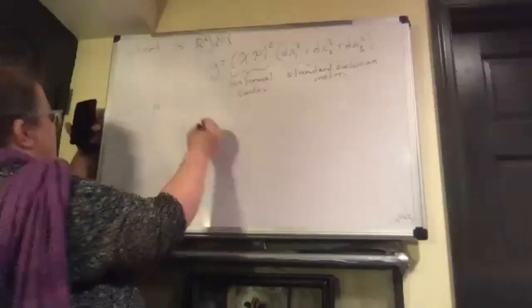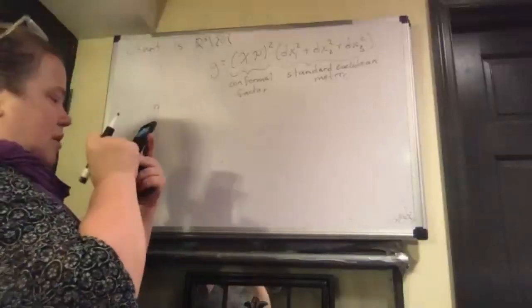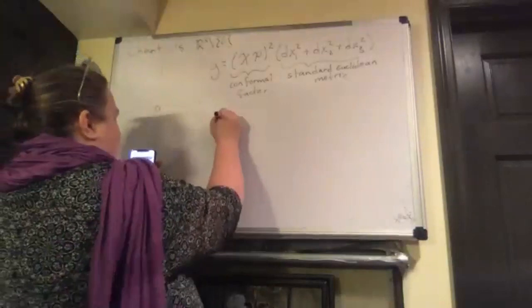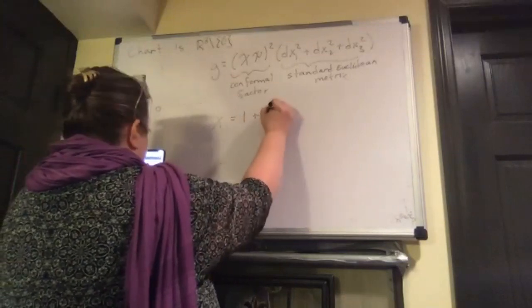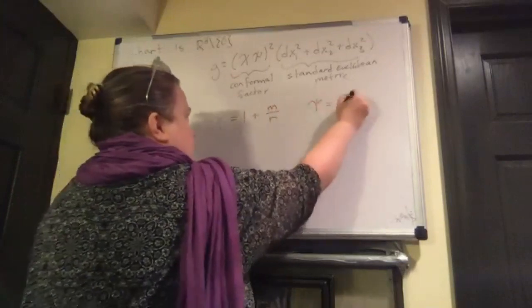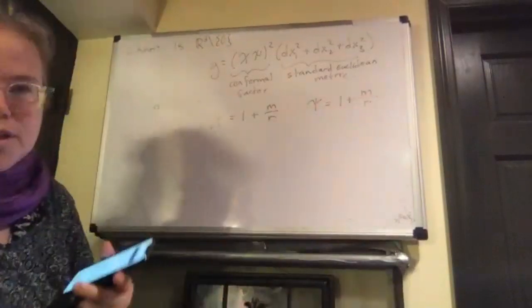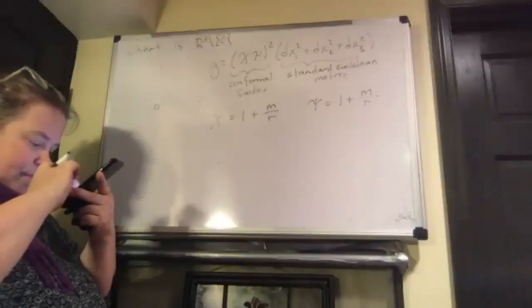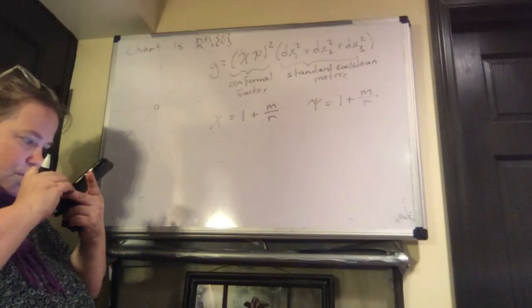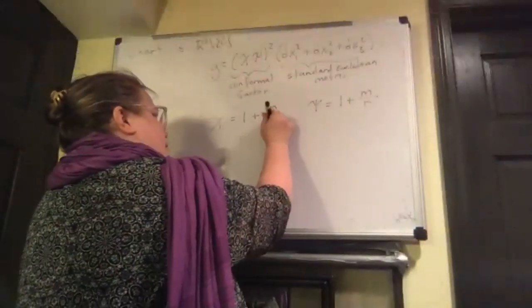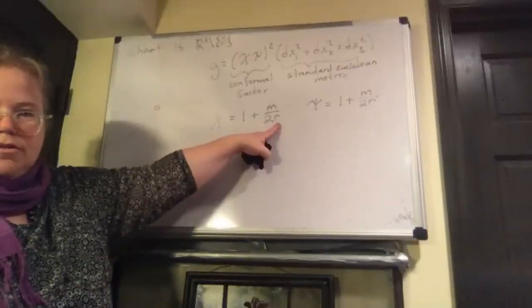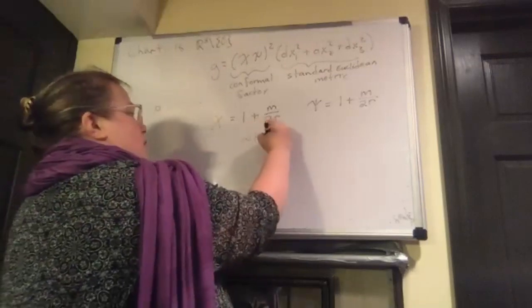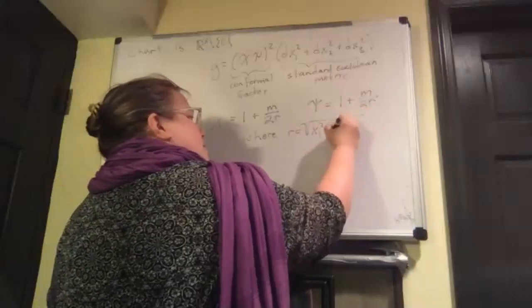And then I'm going to tell you exactly what chi and psi are. They're formulas from physics. So let me give them to you. Chi is equal to 1 plus m over 2r, and psi is equal to 1 plus m over 2r. I made a very simple pair. There are more complicated chi's and psi's to choose. So you see that this is not defined at the origin because the radius at the origin is 0, where r is the square root of x1 squared plus x2 squared plus x3 squared.